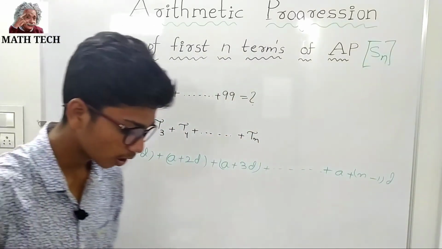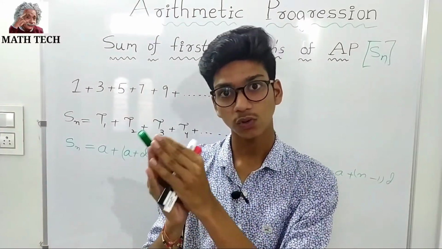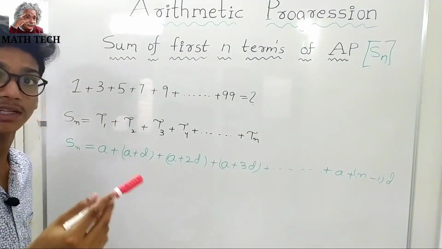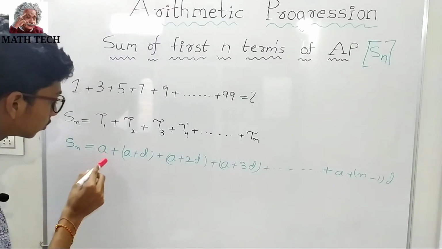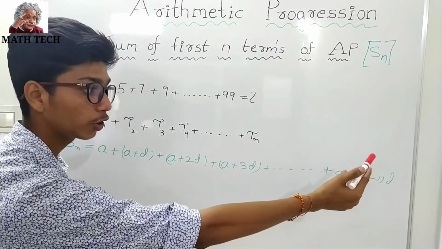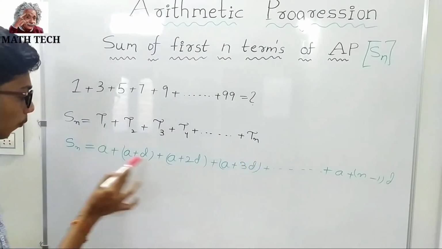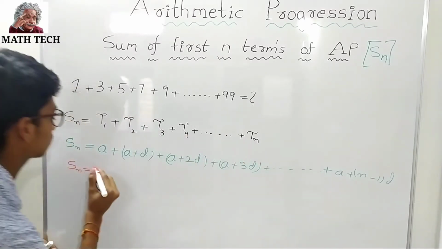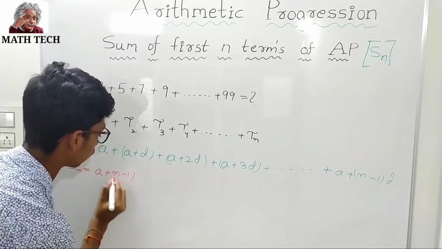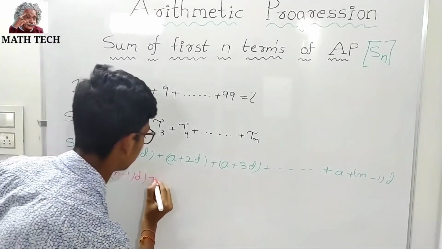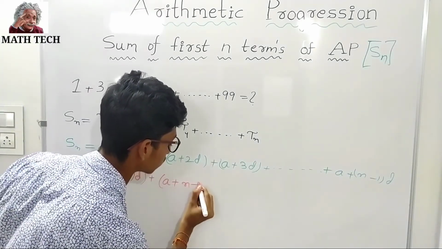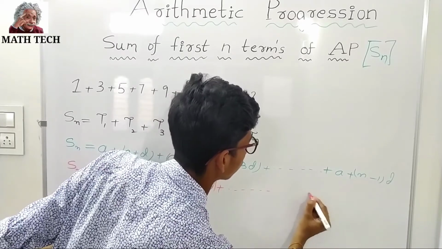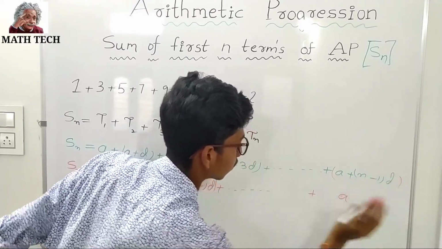Now, 1 plus 2 plus 3 is equal to 3 plus 2 plus 1. So if 1 plus 2 plus 3 is equal to 3 plus 2 plus 1, this also is Sn, equal to a plus n minus 1 into D, a plus n minus 2 into D, up to a. This will also become Sn. So Sn is equal to, writing from last, a plus n minus 1 into D, plus a plus n minus 2 into D, plus, goes up to the last a.